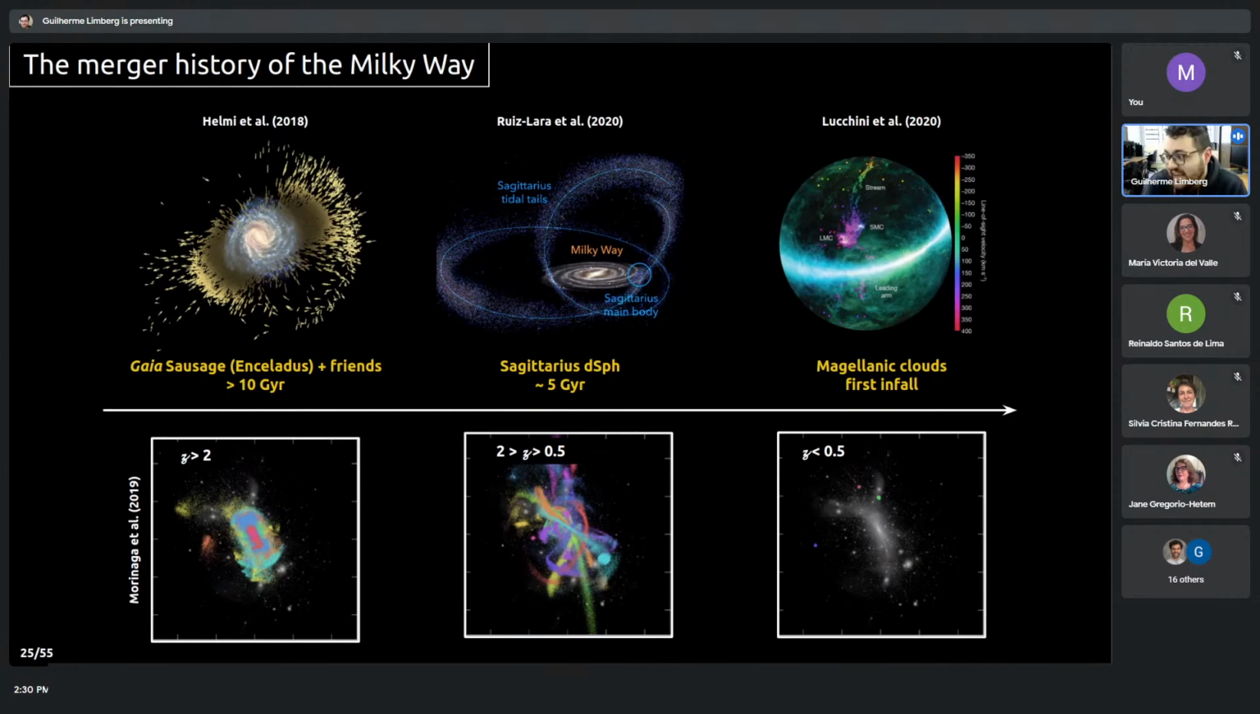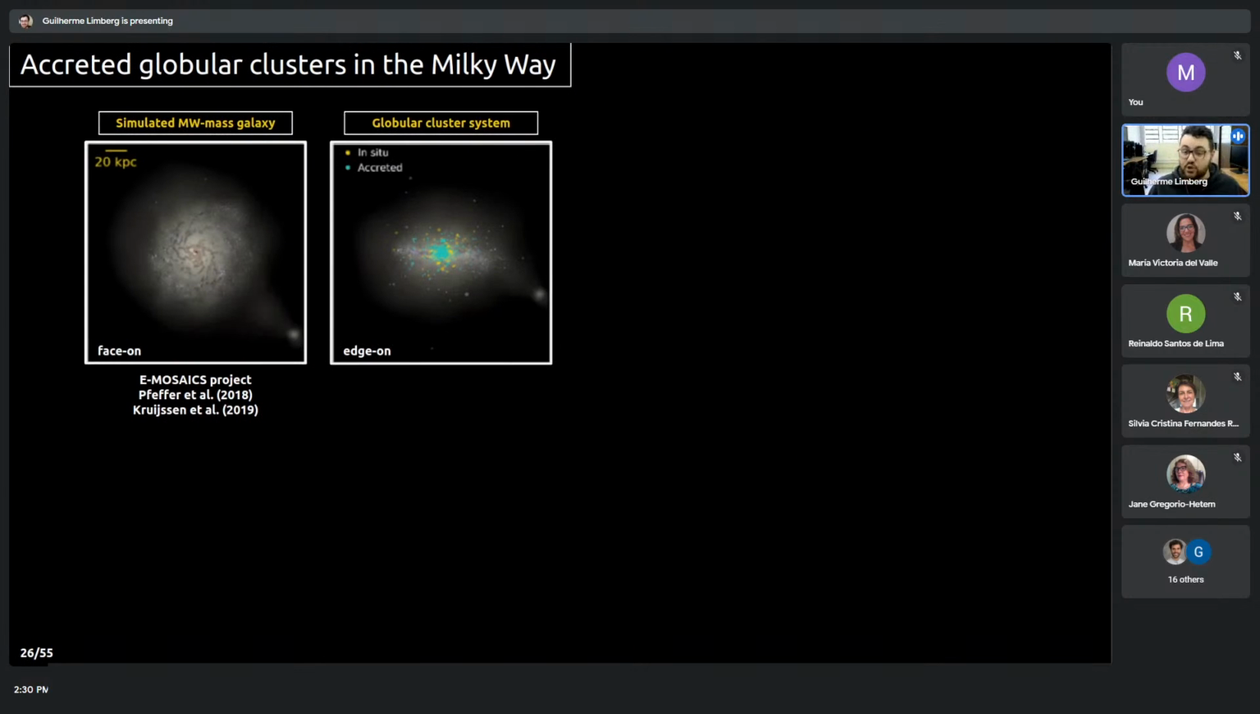So what else should we expect from a merger with such a massive galaxy such as Gaia-Enceladus? We should also expect that this dwarf galaxy would bring a lot of globular clusters to the Milky Way, as represented in this simulation.